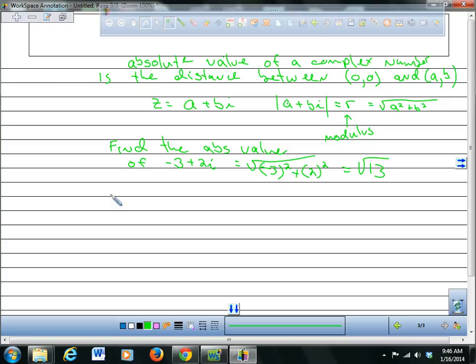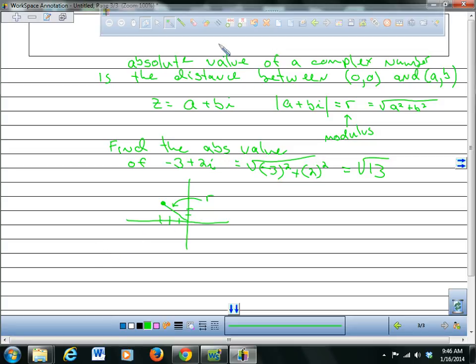What else do I have? So if I wanted to graph that real quickly, that graph. So -3, we already did that one, plus 2i up here. Okay? Here's that point. This is r right there, the modulus, just the distance from 0, 0 to that point. Questions? Okay.